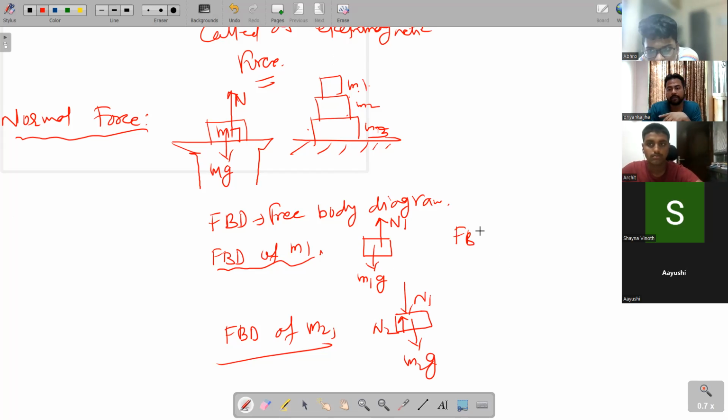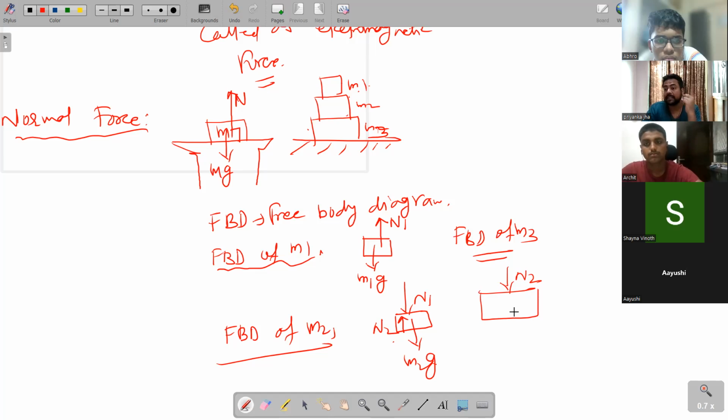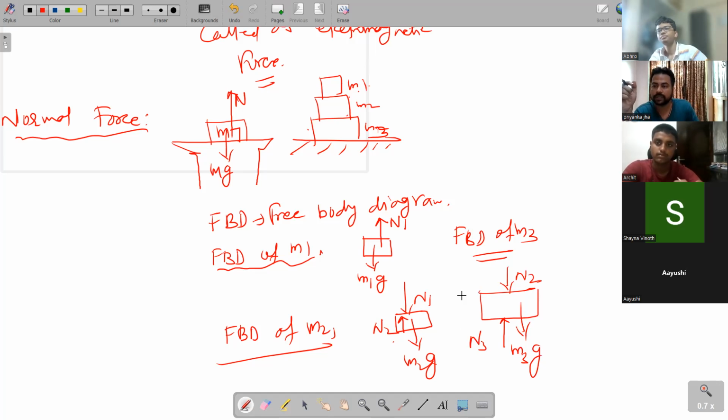Now, the FBD of m3. m3 is in touch with m2. How much force was exerted by m3 on m2? That was N2. So m2 will also exert the same amount of force on m3. And m3 is in contact with the ground, so the ground will also exert some force N3 that is perpendicular to the plane, and gravity will act on this. Making the diagram of all the forces is known as FBD, free body diagram.